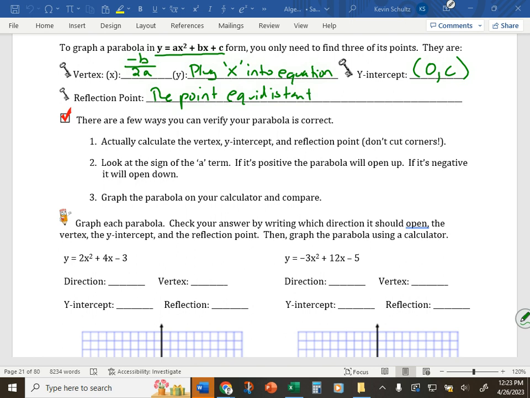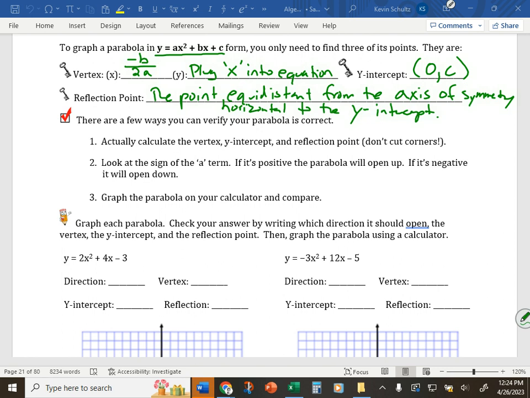Okay. The reflection point is the point equidistant from the vertex, equidistant from the axis of symmetry, I should say, to be more correct. Equidistant from the axis of symmetry, horizontal to the y-axis, or the y-intercept.